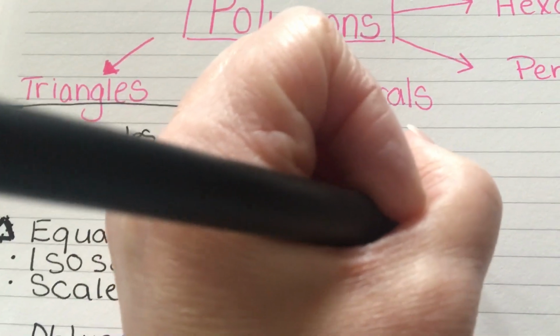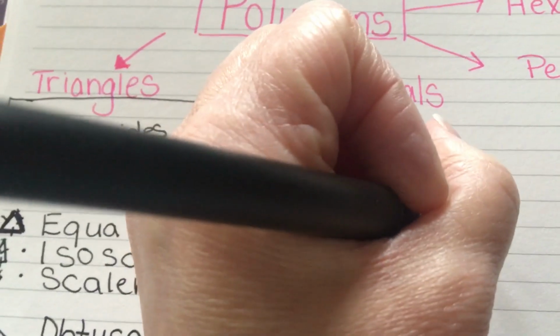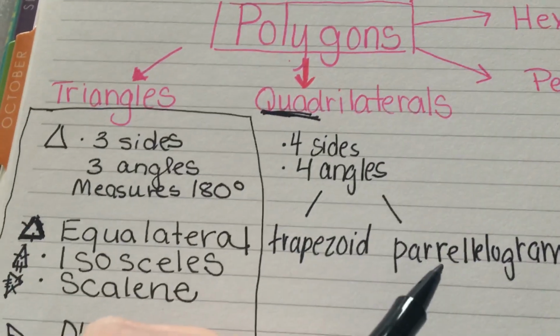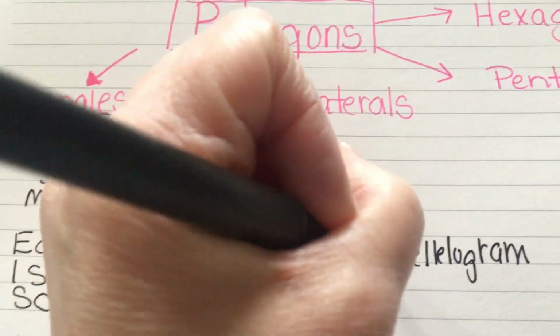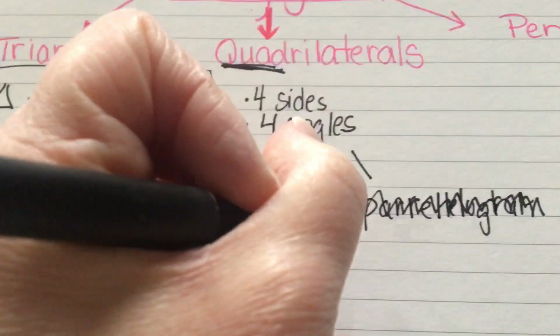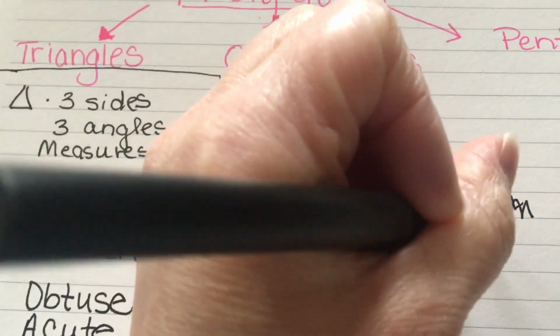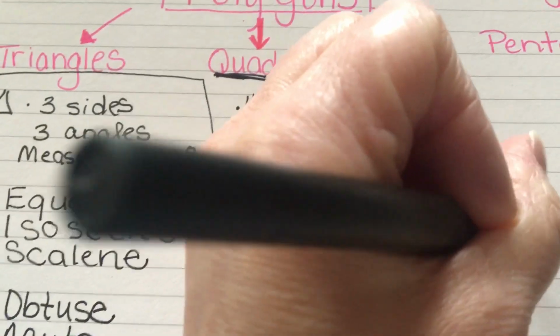One of these days I'm going to spell this right. Parallelogram. I give up. You guys all miss me spelling stuff wrong. Alright, let's try this. There we go.